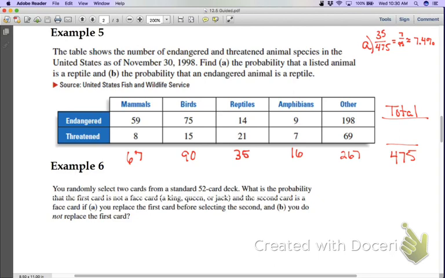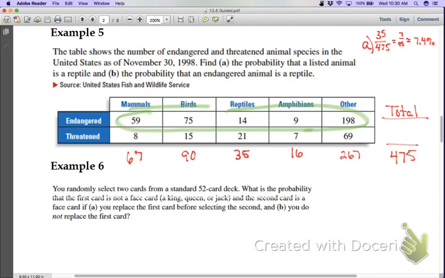Whereas whenever it says what's the probability that we have an endangered animal that is also a reptile. So from here, how many endangered animals do I have? Am I going to take everything out of 475 animals? No, which one am I looking at? I'm only looking at this category here, right? Okay, I'm only looking at the top side.